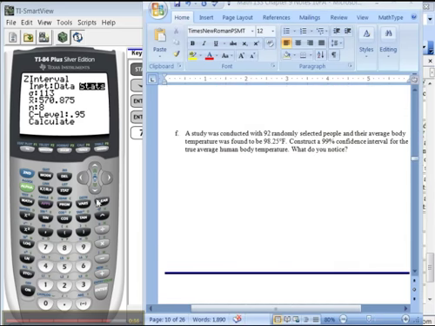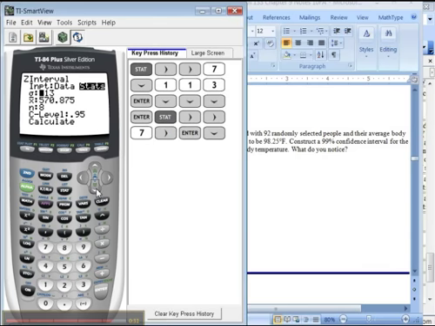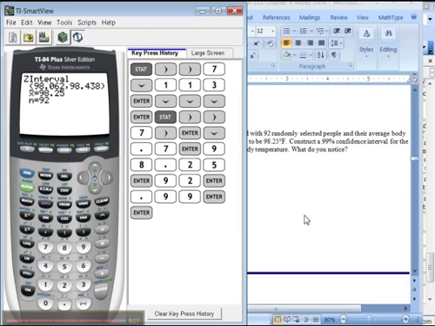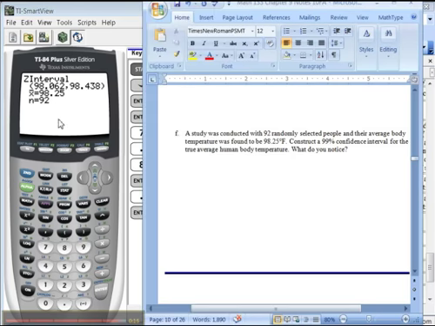Oops, before I go away, let me just show you this one at the very last. It's got a sigma of 0.7. It's got a mean of 98.25. It's got an n of 92, and a confidence level of 0.99. This is the body temperature example, the very last thing in those notes. And see, 98.06 to 98.4. That's how to make the Stats option work for you.